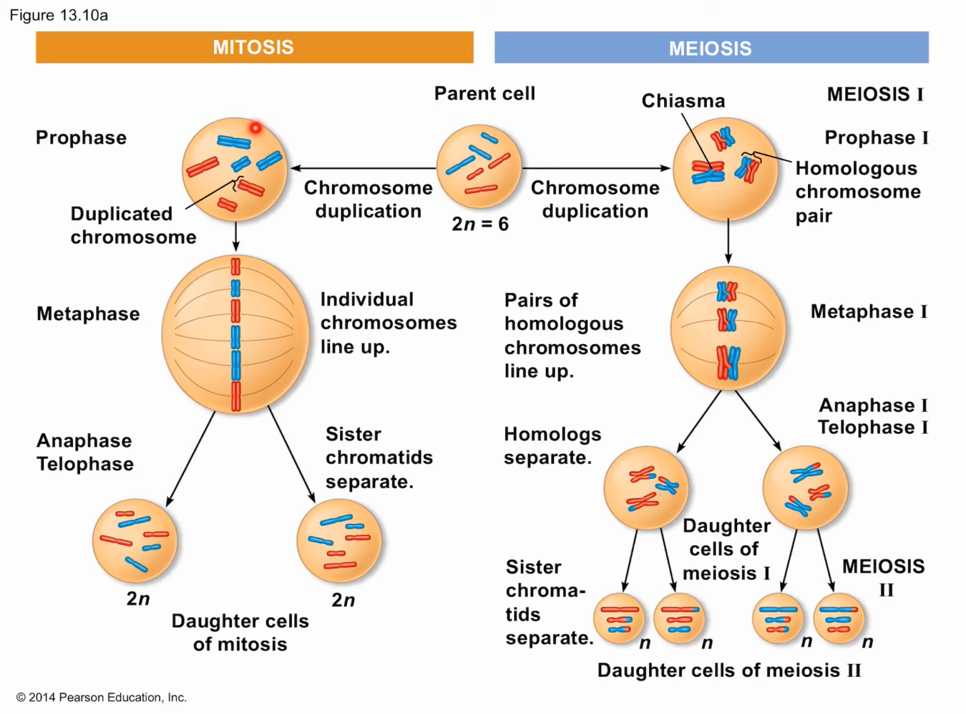Take each of these cells, run them through mitosis, and what do you get? 4. 1, 2, 3, 4 haploid daughter cells that now you can see, because of the distribution of blue and red, are all genetically different from each other.